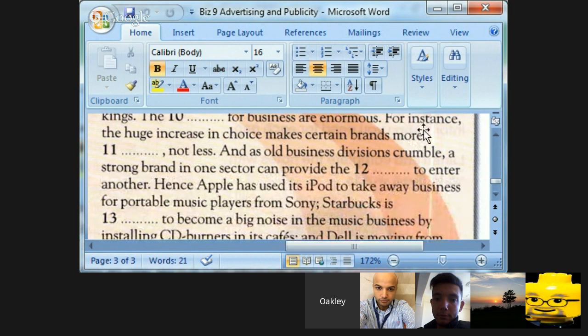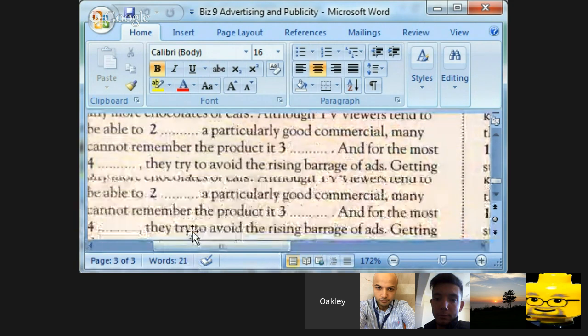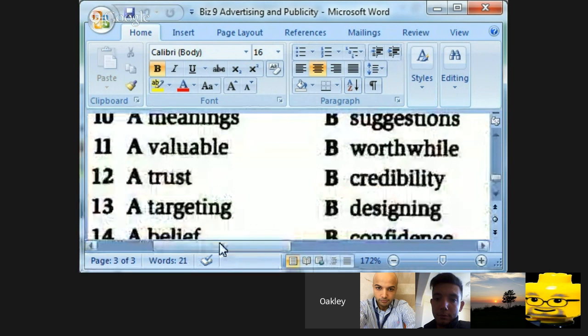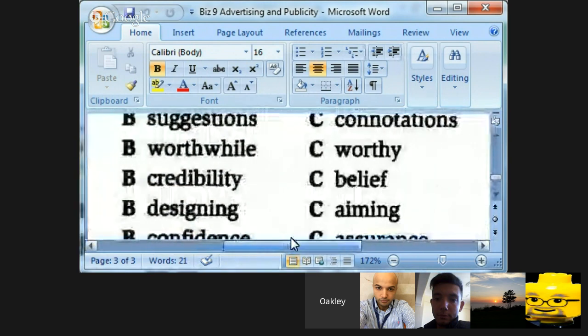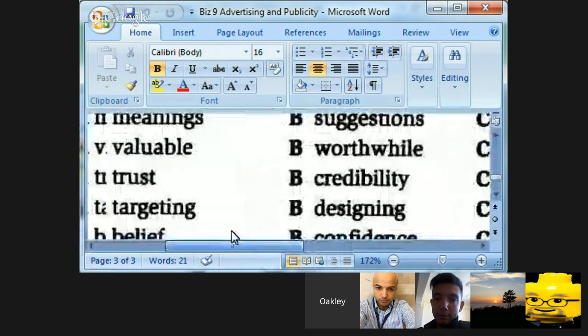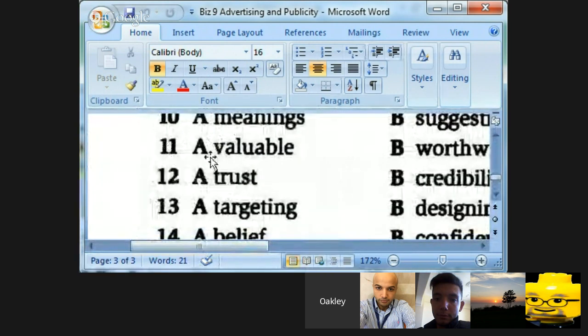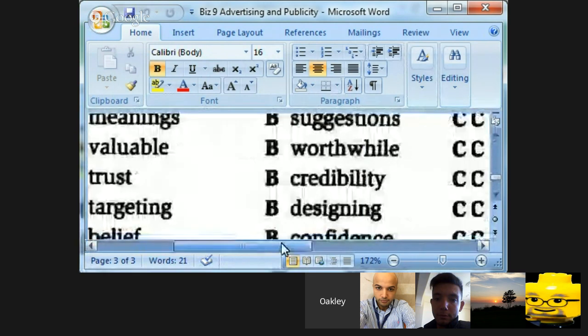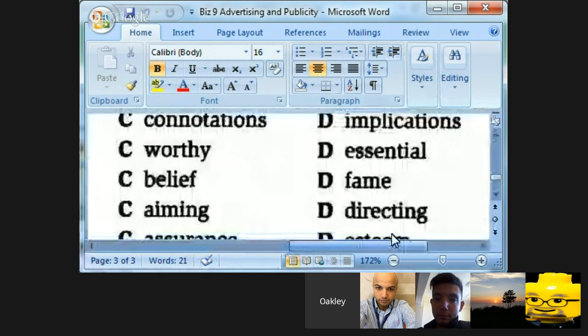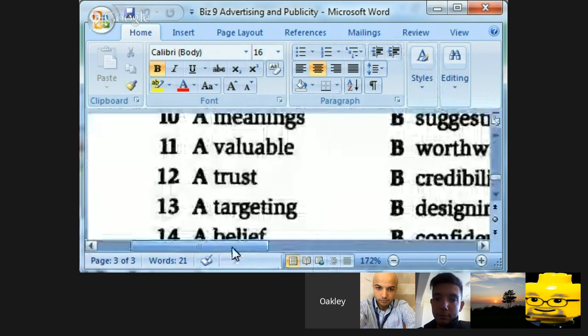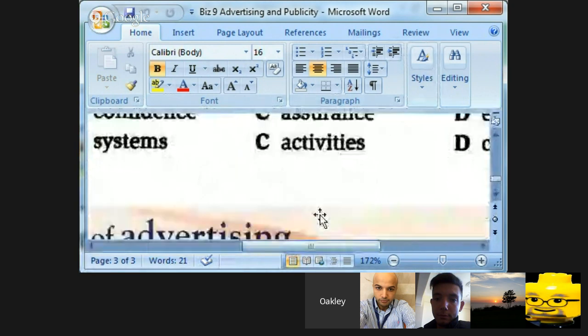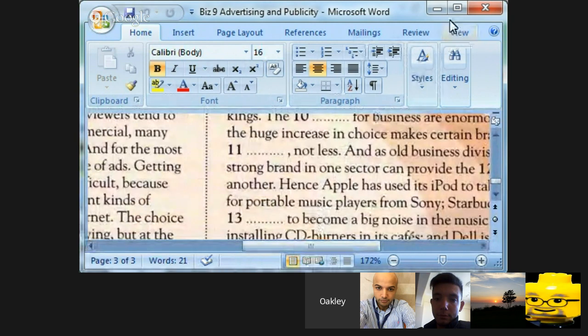Yes, I'll try. For instance, the huge increase in choice makes certain brands more what? May I see the clues? Okay. Sure. More valuable, more worthwhile, more worthy, more essential. It's number 11. More valuable, more worthwhile, more worthy, more essential. I'm not sure. Maybe available? I'm not sure. I am sure that you are correct.